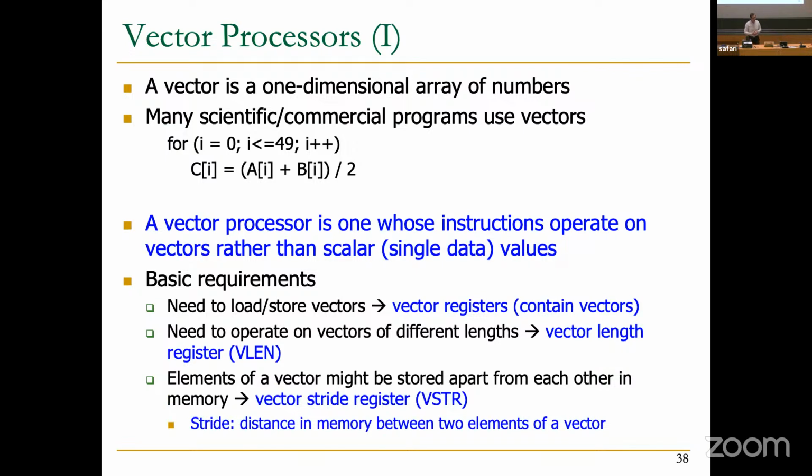This is something I'll introduce. How many of you know the notion of stride? Okay, good. You're going to learn something again. So basically, elements of a vector might be stored apart from each other in memory. And the vector stride register denotes how far apart from each other. They should normally be stored regularly apart from each other. Irregular storage we're going to handle later with some different types of instructions, which we're going to introduce later. But basically, stride is the distance in memory between 2 elements of a vector.